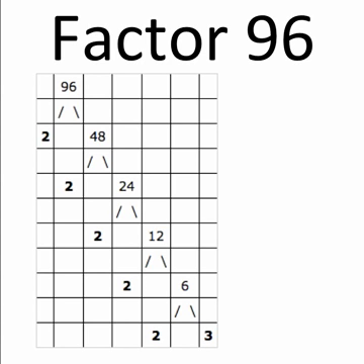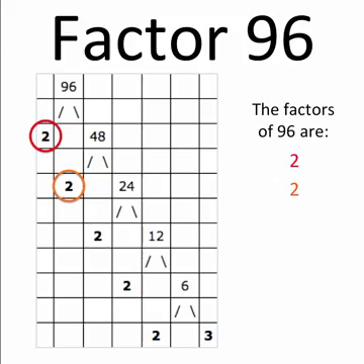This tells me that 96 can be factored into 2 times 48, and 48 can be factored into 2 times 24, and 24 can be factored into 2 times 12, and 12 can be factored into 2 times 6, and 6 can be factored into 2 times 3. So I know that my prime factors of 96 are 2 times 2 times 2 times 2 times 2 times 3.